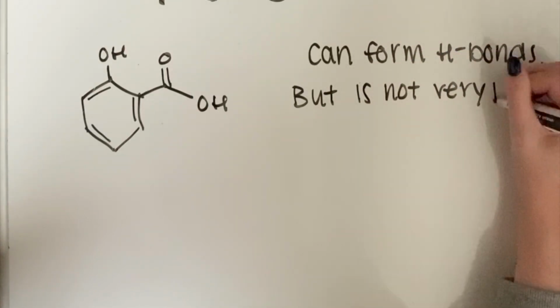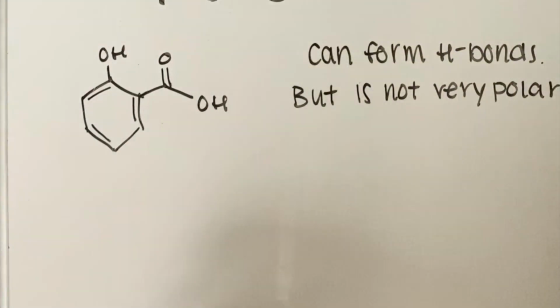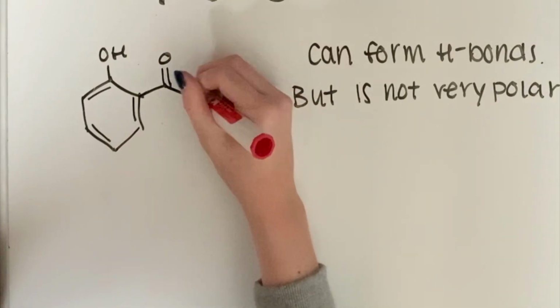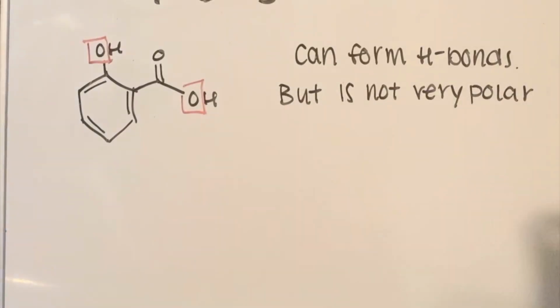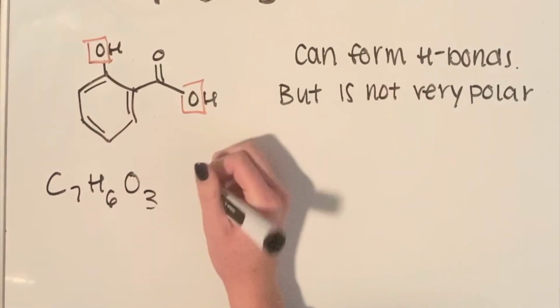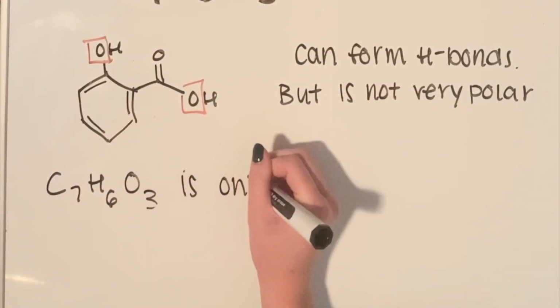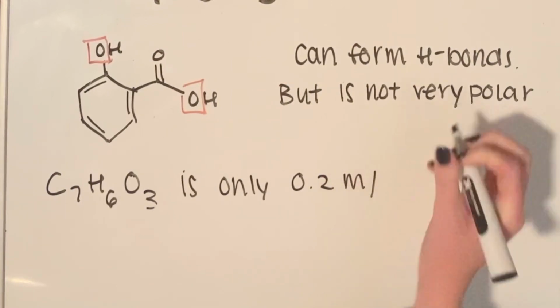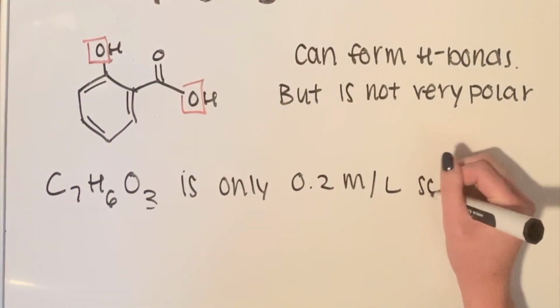Overall, salicylic acid is not very soluble in water or polar. It is only soluble 0.2 moles per liter, but it is lipid soluble. Salicylic acid being lipid soluble gives it the ability to reduce the appearance of acne by breaking down the sebum and excess skin tissue.